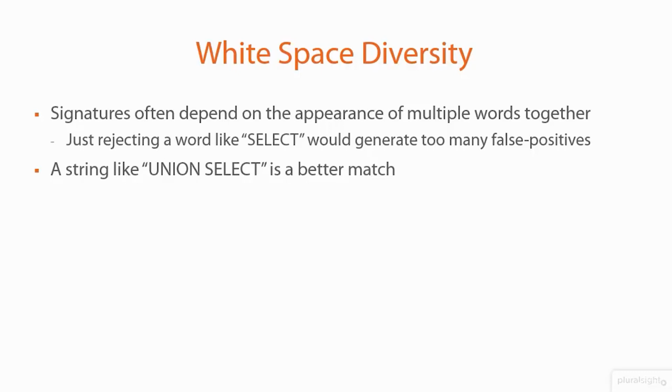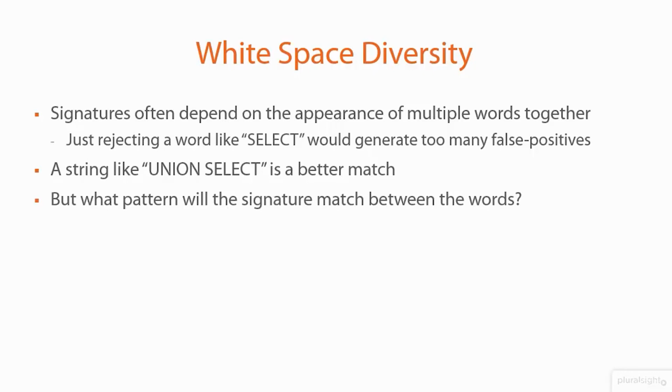But here's the catch when it comes to whitespace diversity. What do we have between those two words? And more specifically, what is the signature looking for? So, for example, is the signature just looking for a single space? If we were to put multiple spaces between the words union and select, that would still be a syntactically correct piece of SQL. There's no limit on how many spaces you put there. It will still execute. It's perfectly valid. But if the signature is only looking for union, single space, select, multiple spaces would circumvent that.